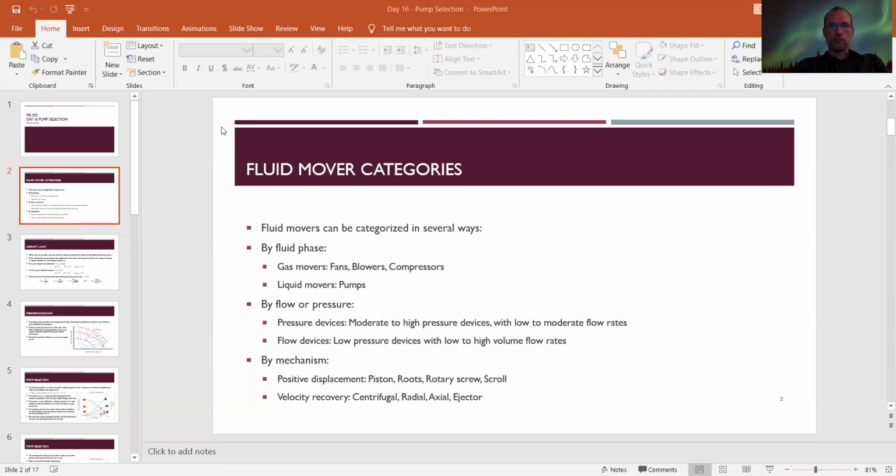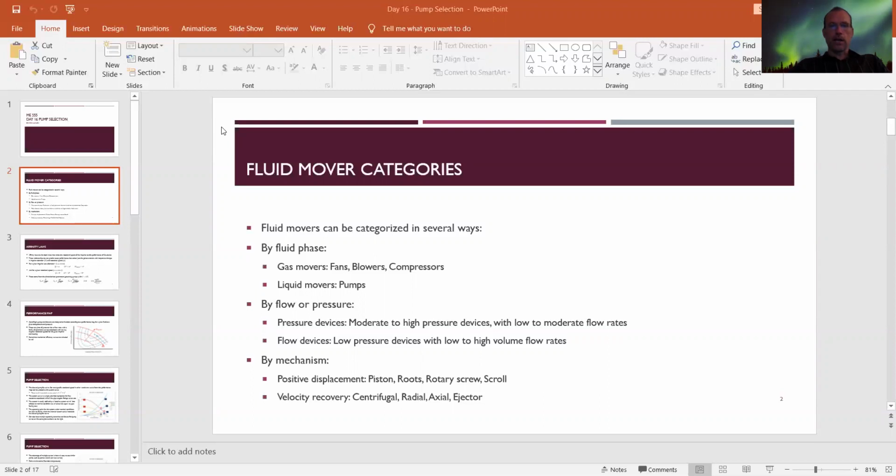Another categorization is either by flow or pressure. So is this something where you're adding a lot of pressure to the system, in which case you have a fairly high pressure drop or pressure gain with relatively low flow rate, or is it something where you have a relatively high flow rate but with a relatively low pressure?